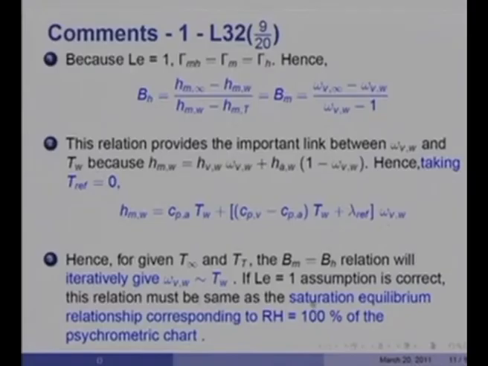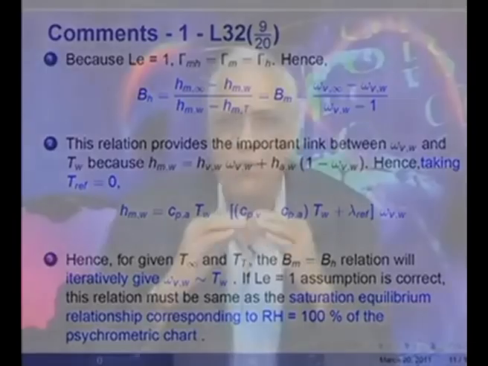We can get that by saying that at the surface of the water, saturation conditions would prevail, corresponding to RH equal to 100%, and therefore that value of omega Vw can be noted either from the psychrometric chart, or you can also use steam tables, in which case you will get a partial pressure, from which you can recover the mass fraction at the wall.